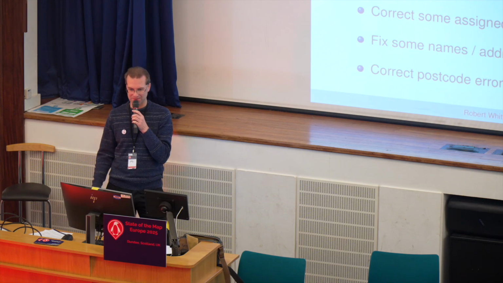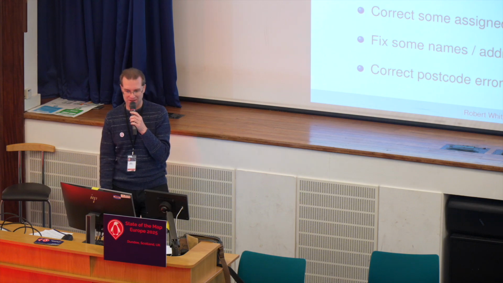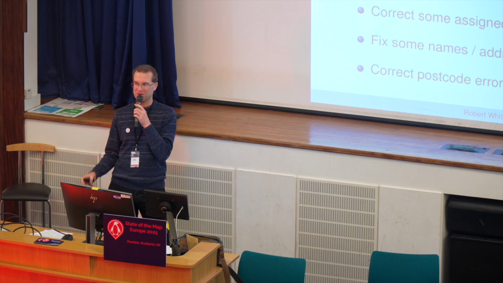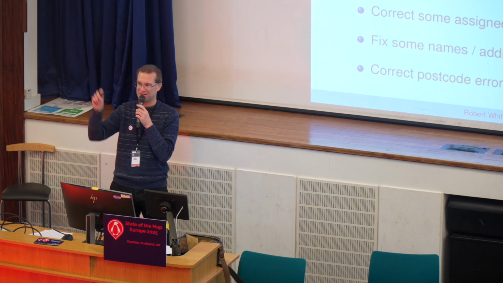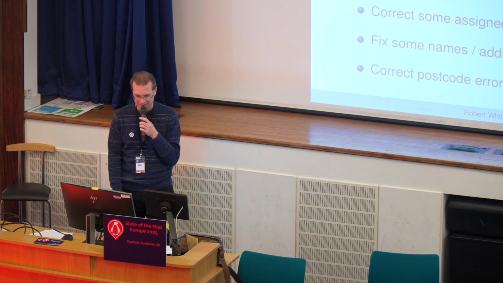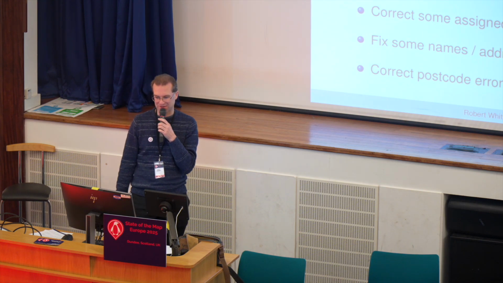from All the Places. And there's various work that I have to do before I can use the All the Places data. So often the scrapers on the company websites break and end up missing out half the branches. So you have to watch out for that. Do some filtering on what it returns. So get rid of non-UK branches, filter out unwanted branch types, remove some duplicates or closed stores. So some companies will keep the page up for their store and just put closed in the title and not actually have any machine readable way of telling that it's closed. So there's some work to do to filter those out.